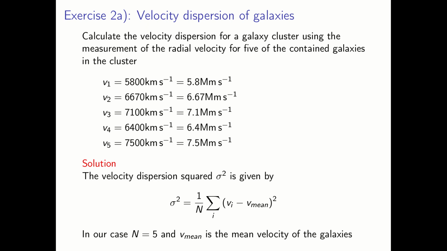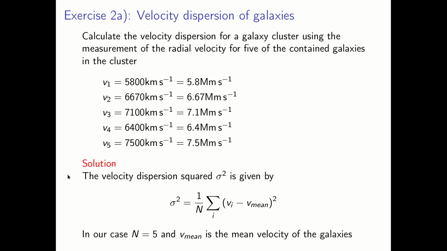Now we can step on exercise 2, which is about the velocity dispersion of galaxies. The question is, calculate the velocity dispersion for a galaxy cluster using the measurement of the radial velocity for 5 of the contained galaxies in the cluster, which are the ones given here. The velocities are given in the question using kilometers per second. For simplicity, I converted this in megameters per second, just for shortness.